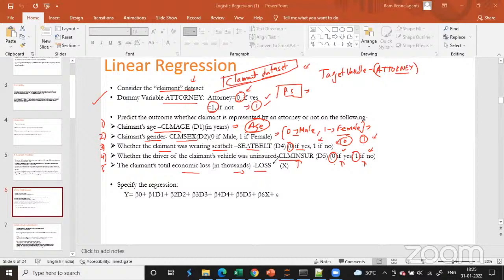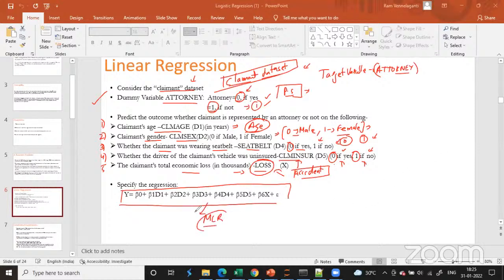Now, what is our last independent variable? Economic loss. What is the loss incurred during the accident? That is called economic loss. So using all my independent variables, I can write down my equation like this. Where have you seen this equation? It is a very similar equation to what you have seen in the case of your multiple linear regression. This is our target variable y.